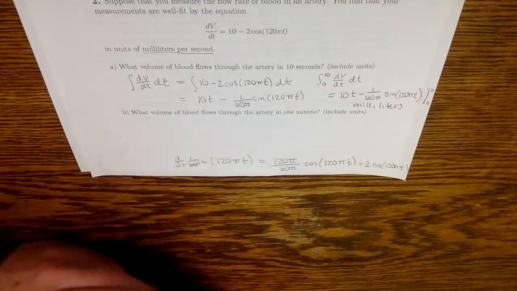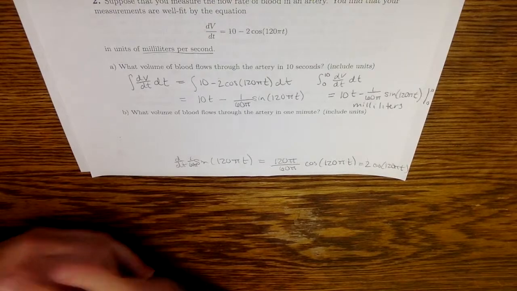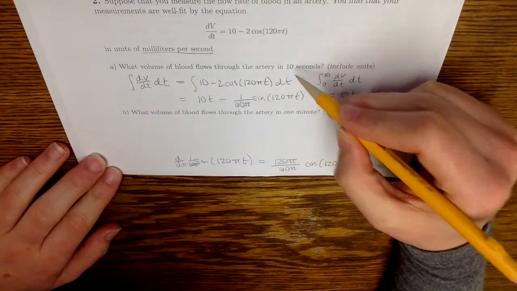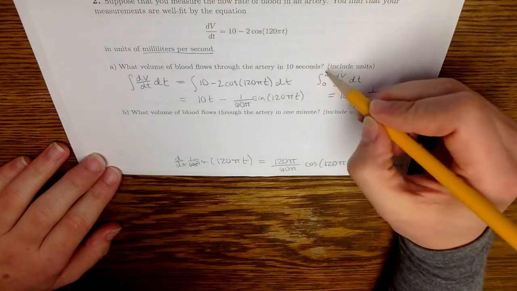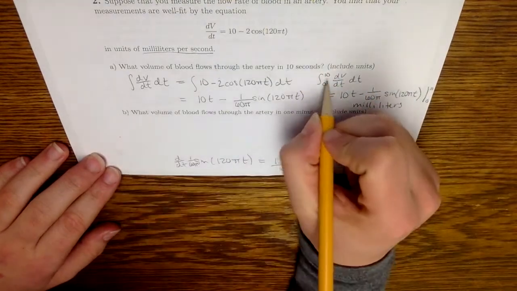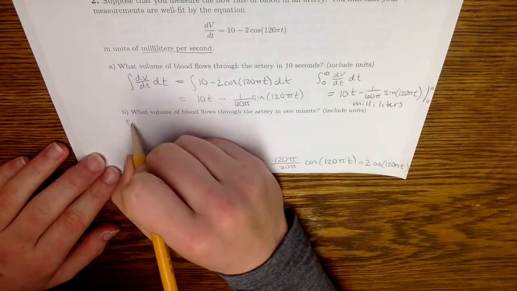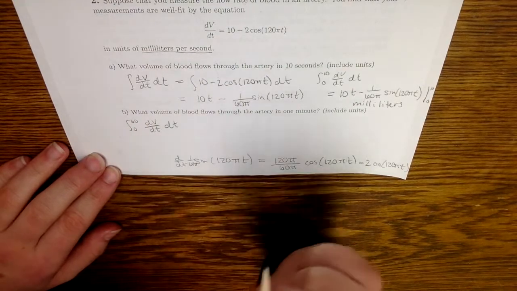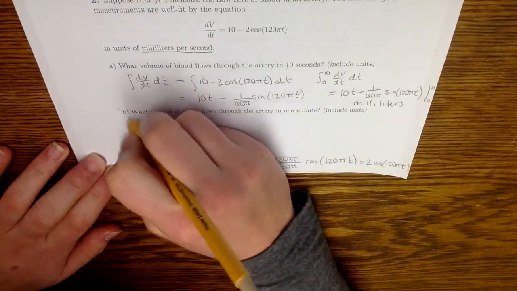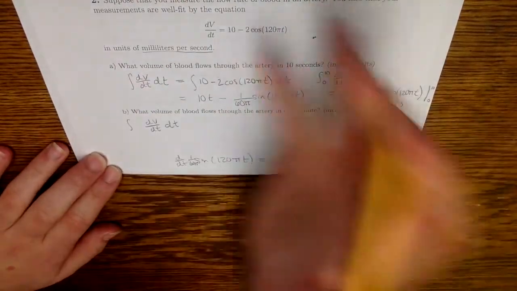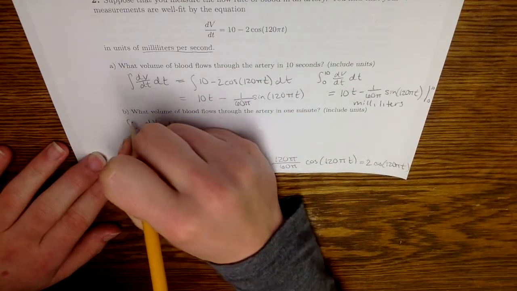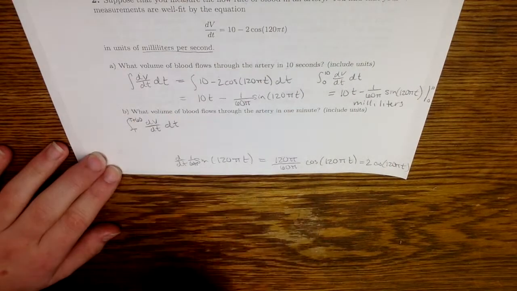Okay, now what volume of blood flows through the artery in 1 minute? Of course we'll just do the exact same thing, except instead of doing it for 10 seconds, we'll do it for 1 minute or 60 seconds. So this is the integral from 0 to 60 of dV/dt with respect to t. And actually, just for fun, let's take this for any general 60-second period. So let's go from t to t plus 60.